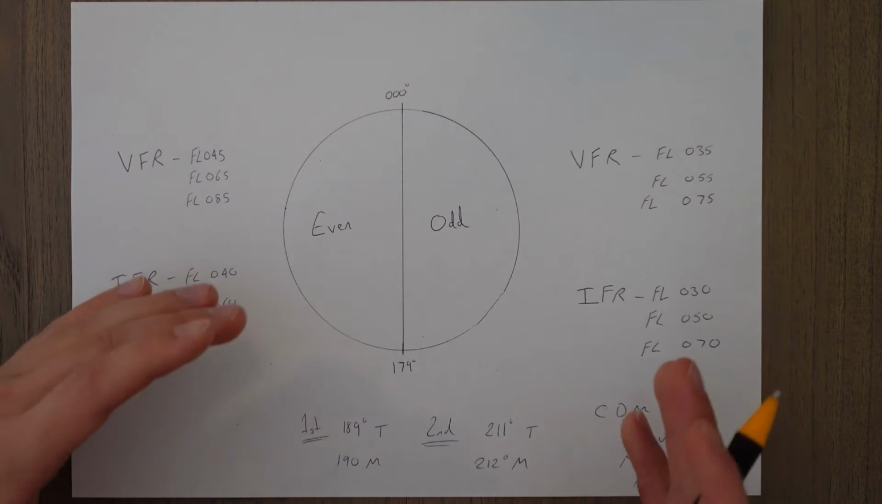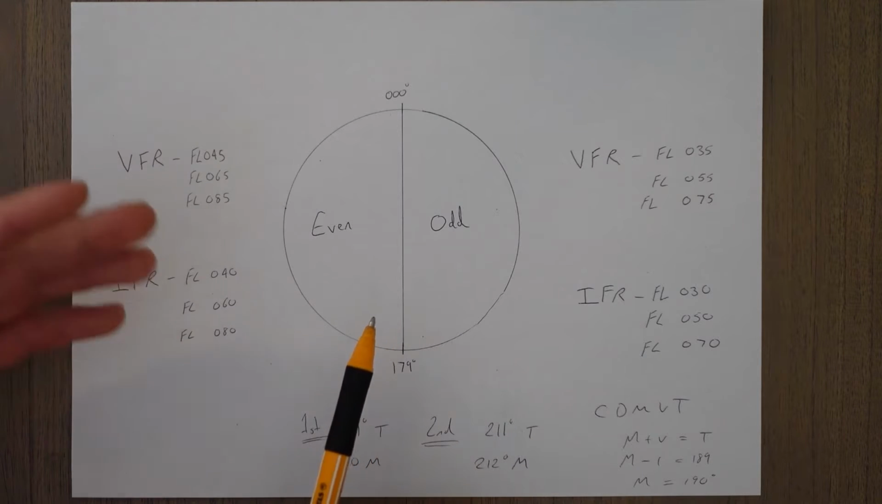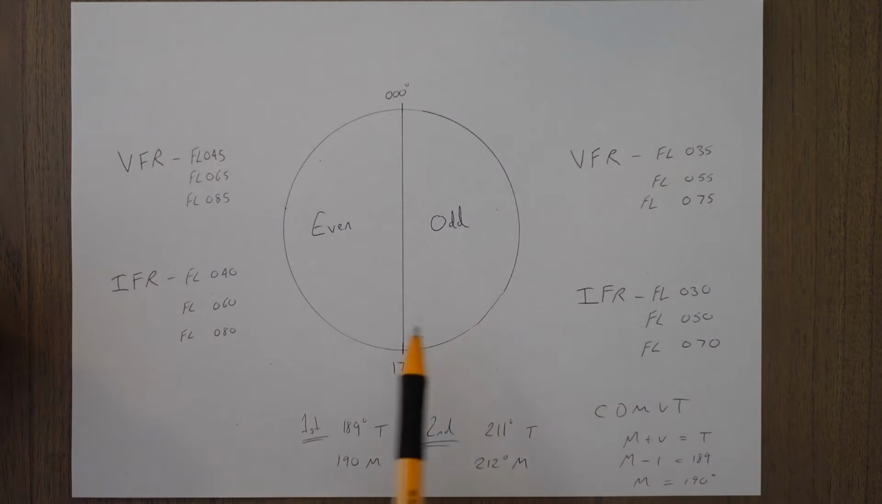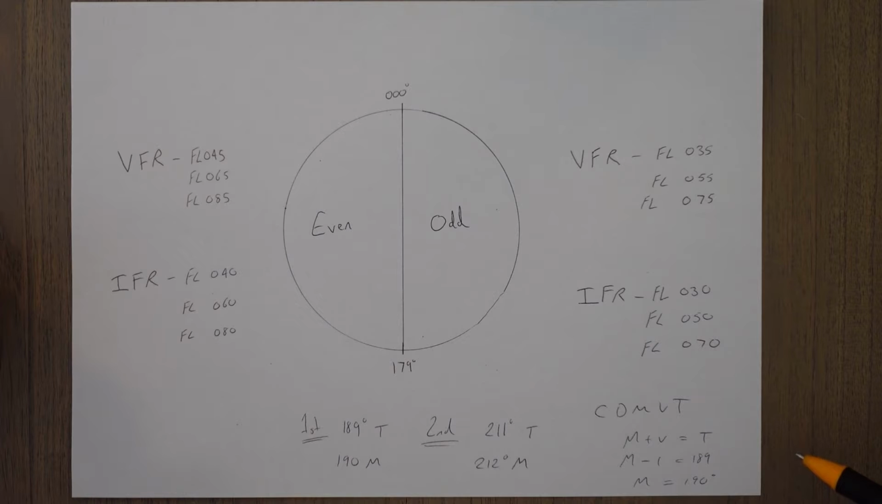You may be thinking, well, obviously they're both in the west sector because they're 189 and 211, but in some places, magnetic variation is quite significant. Could be like 20, 30 degrees, something like that, and that could swing you over the dividing line, and you have to be careful which flight level you're flying at because of this.